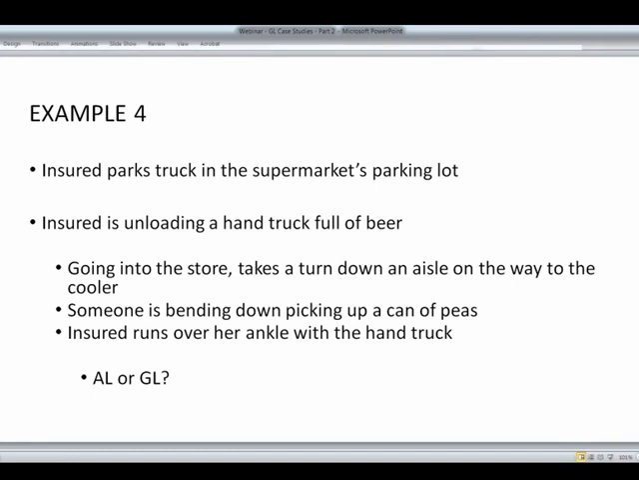Someone is bending down, picking up a can of peas, and the insured wipes out her ankle. Insured runs over the ankle with a hand truck full of beer. Is this auto or general liability? Think about it. We'll visit the answer later.